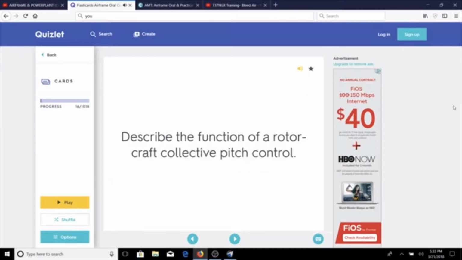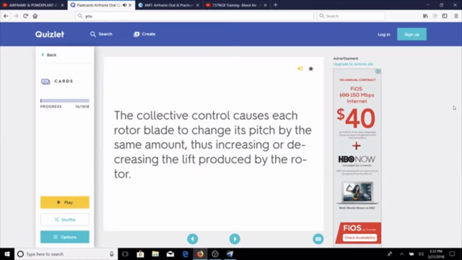Describe the function of a rotorcraft collective pitch control. The collective control causes each rotor blade to change its pitch by the same amount, thus increasing or decreasing the lift produced by the rotor.